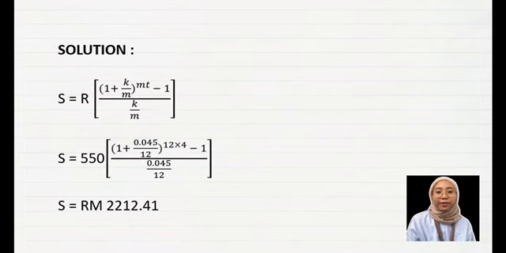The solution for question 5 is using the formula S equals R[(1 + k/m)^(mT) minus 1]/(k/m). R is therefore 550 ringgit [(1 + 0.045/12)^(12×4) minus 1]/(0.045/12). The answer is 2,212.41 ringgit.